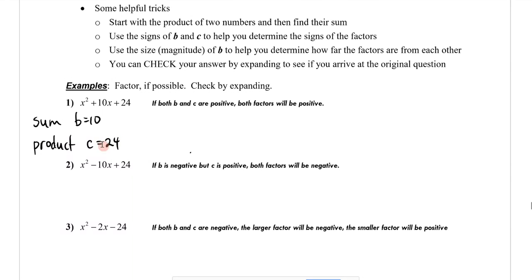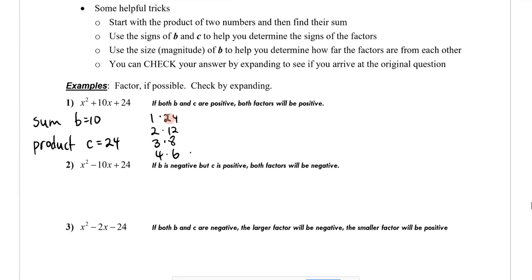Okay, so you start by looking at the product. What are all the possible factors of 24? Well, I can do 1 times 24. I can do 2 times 12. I can do 3 times 8 to give me 24. And I can do 4 times 6 to give me 24 as well. And I don't have to consider any negative numbers here because we know that both factors have to be positive values. Okay, so out of these pairs of numbers that give me 24 when I multiply them, check which pair of numbers add up to give me 10.